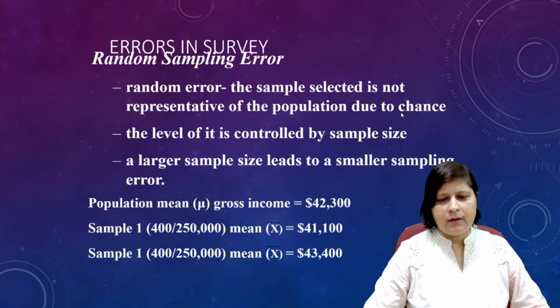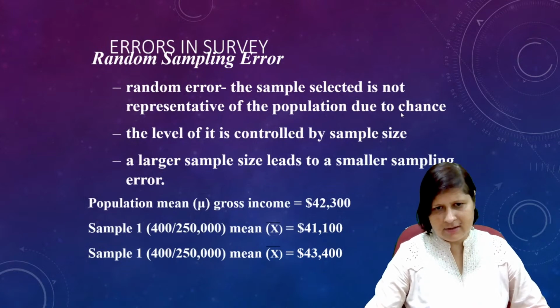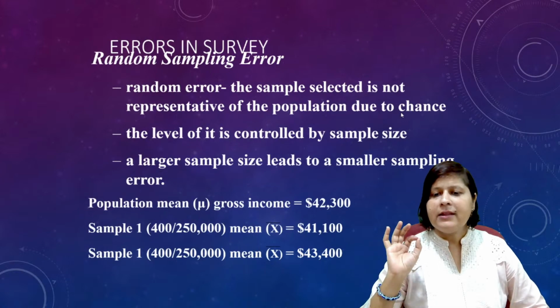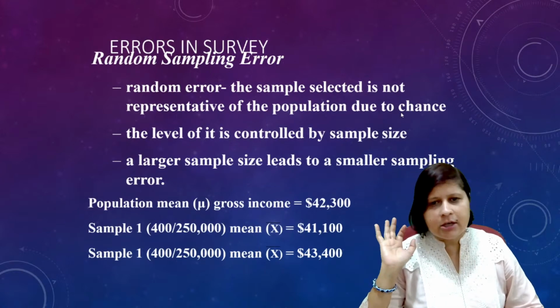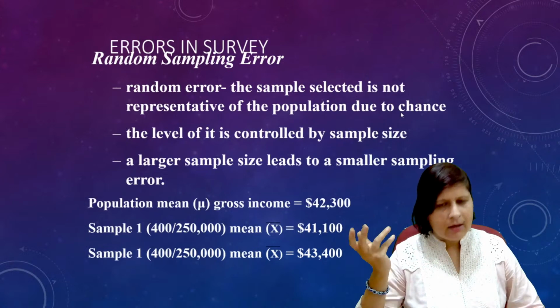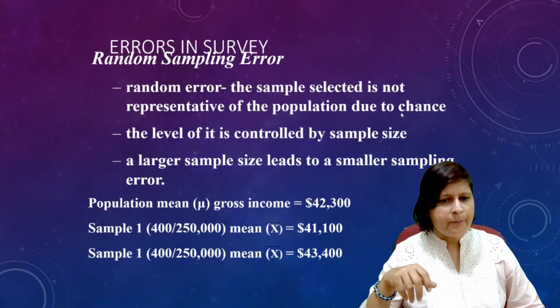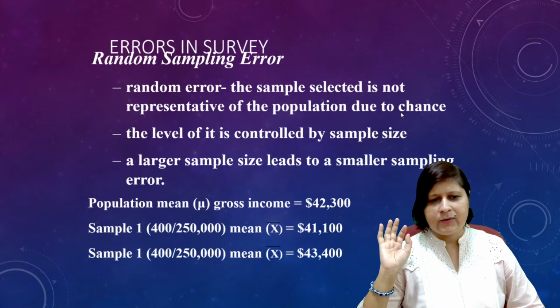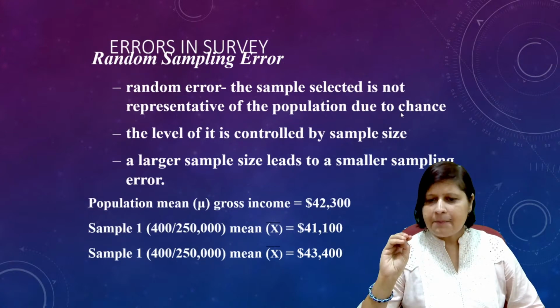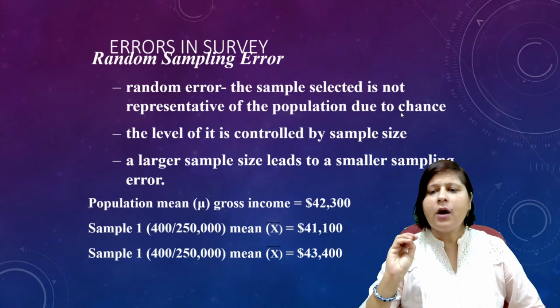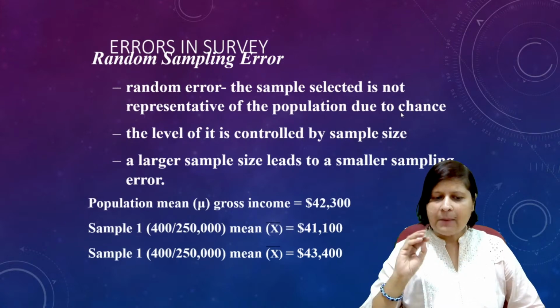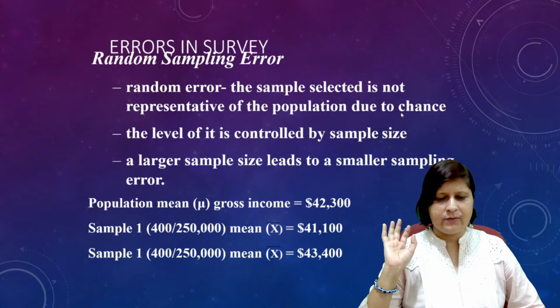Errors in survey. There could be errors in a survey, right? A random error: the sample selected is not representative of the population due to chance. It could be an error. The level of it is controlled by the sample size. A larger sample size leads to a smaller sampling error, right? So sampling error could be less.